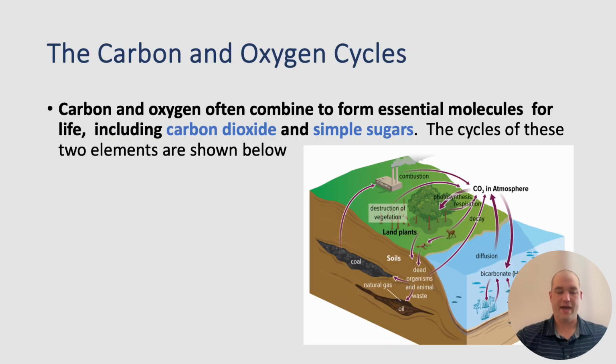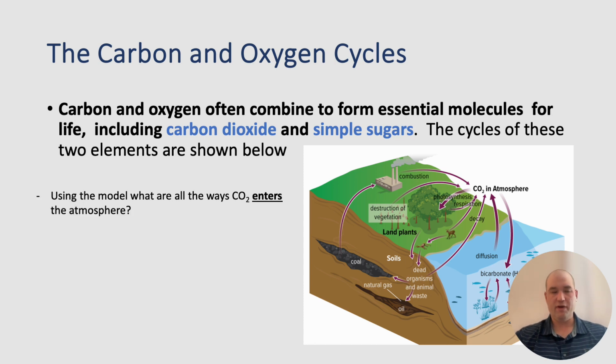So another cycle that we have is the carbon and oxygen cycle. The carbon and oxygen often combine to form essential molecules for life. So this includes carbon dioxide and simple sugars. And the cycles of these two elements are shown below. So let's look at different ways that CO2 can enter the atmosphere. First one is combustion. So when we burn fossil fuels, we are releasing the CO2 that was once trapped inside of the ground.